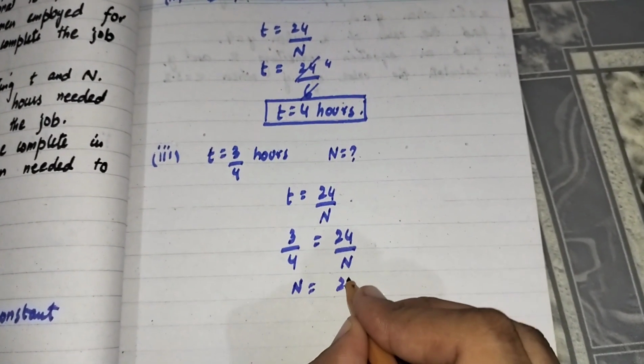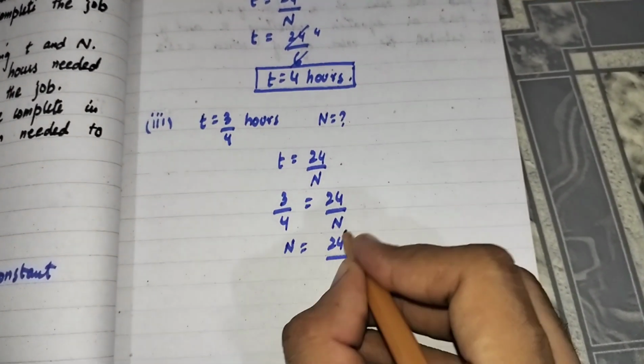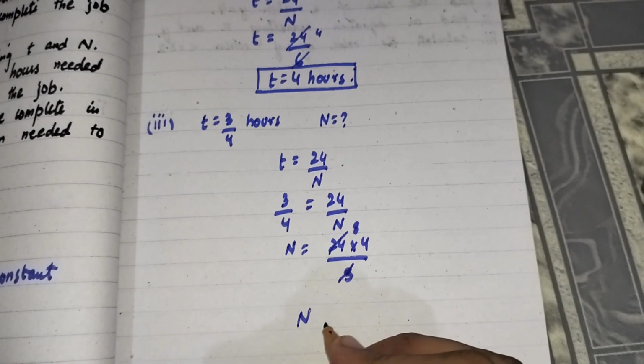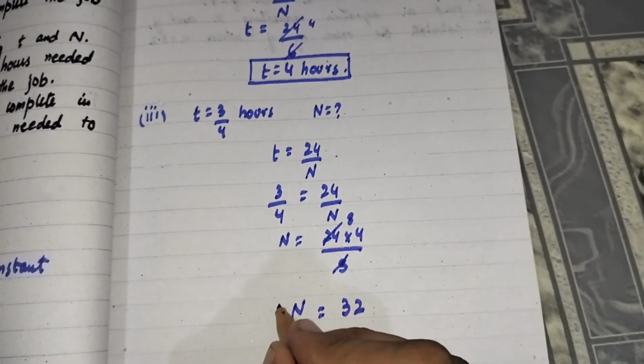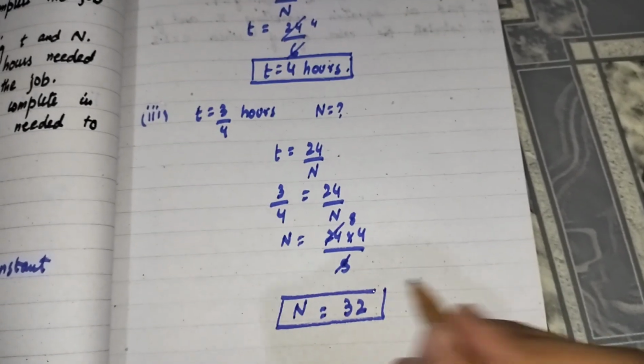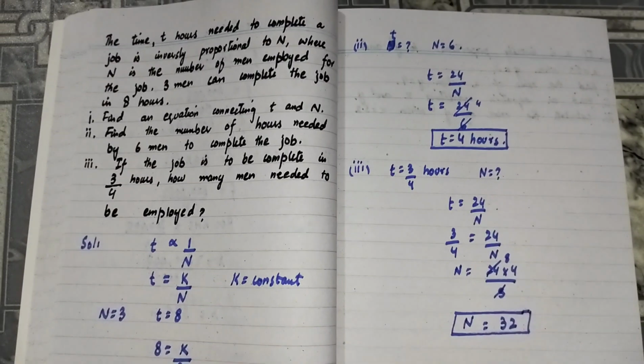So n will be equal to 24 multiplied by 4 upon 3. 3 eights are 24 and 4 eights are 32. So it means that 32 men are needed to complete the job in 3 by 4 hours. So this is the question.